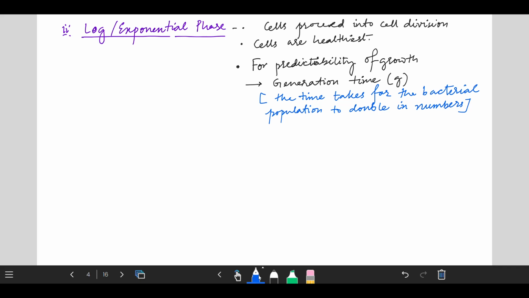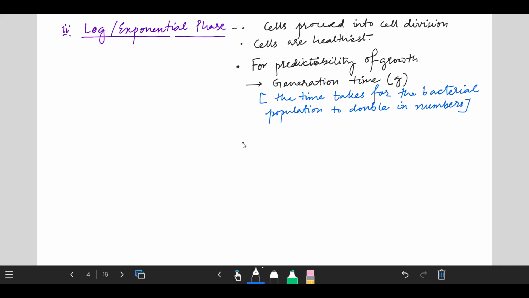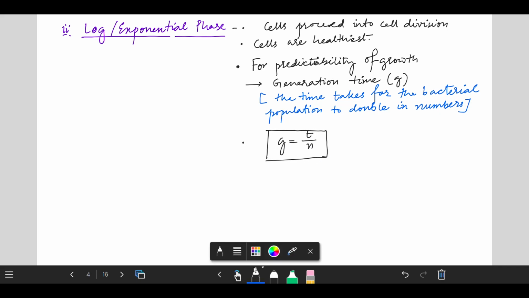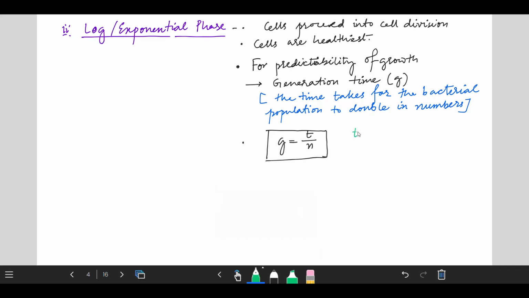Now, this generation time is expressed in a mathematical formula, that is G equal to T by N. That is a very important mathematical formula. Okay, it is used for calculation purposes. So here G is the generation time, T is the specific time period, and N is the number of generations.